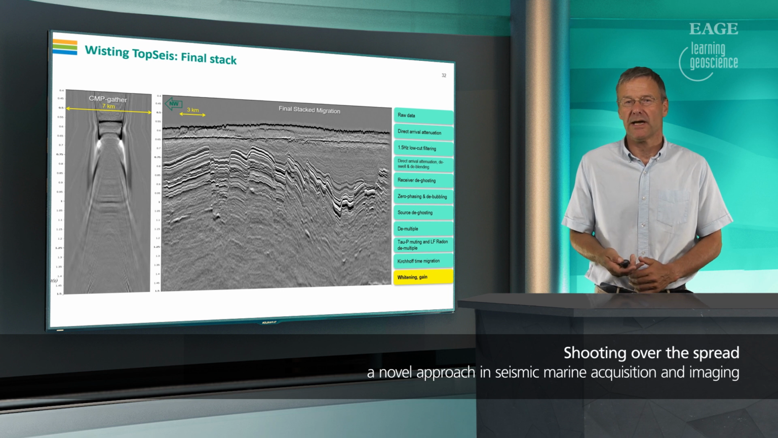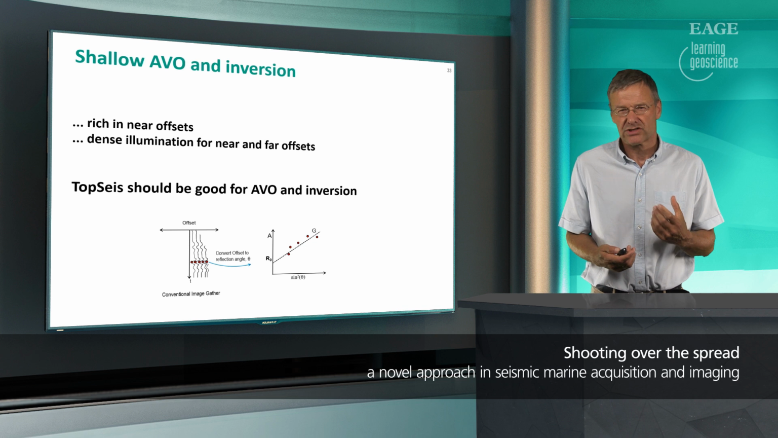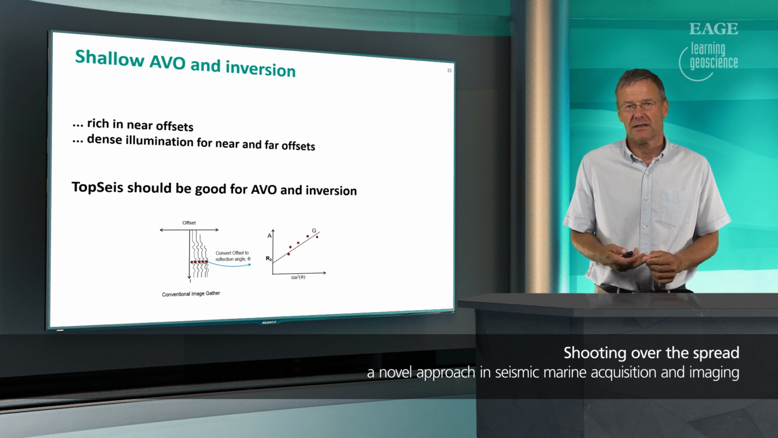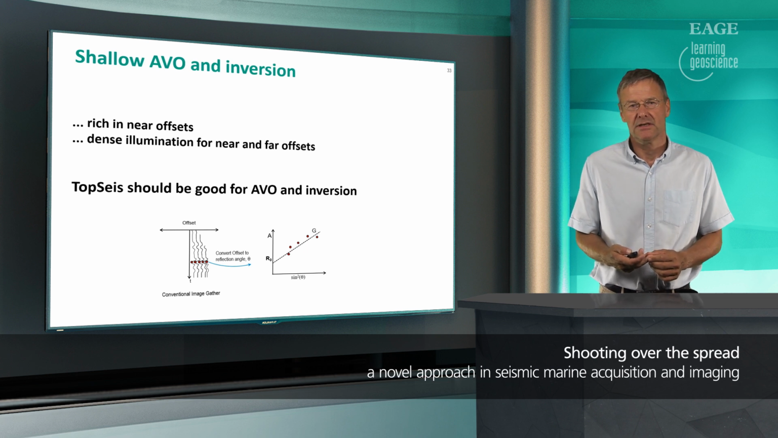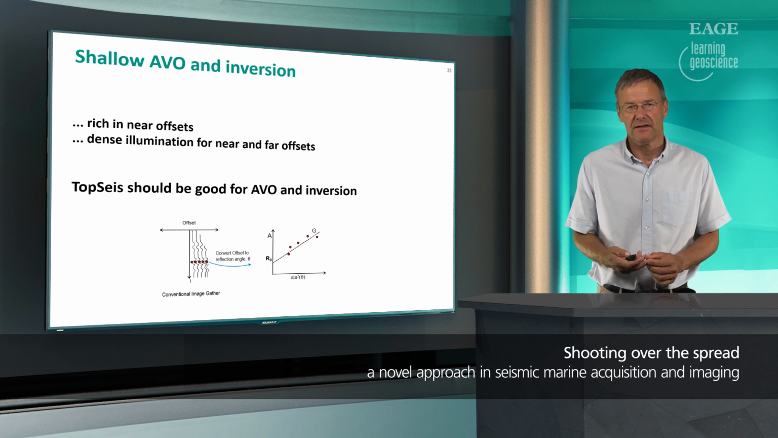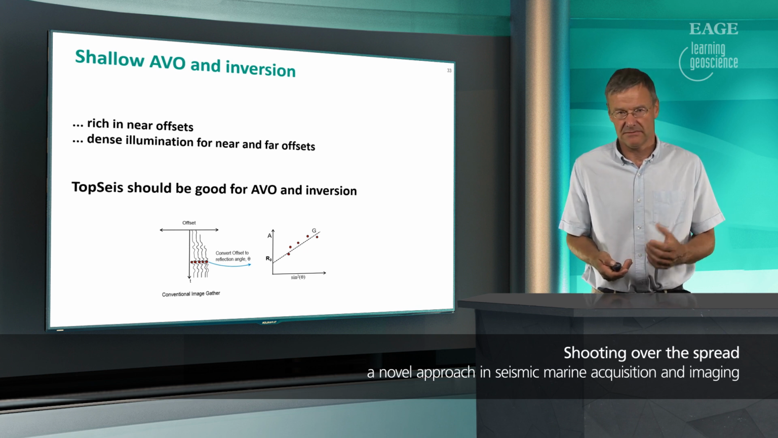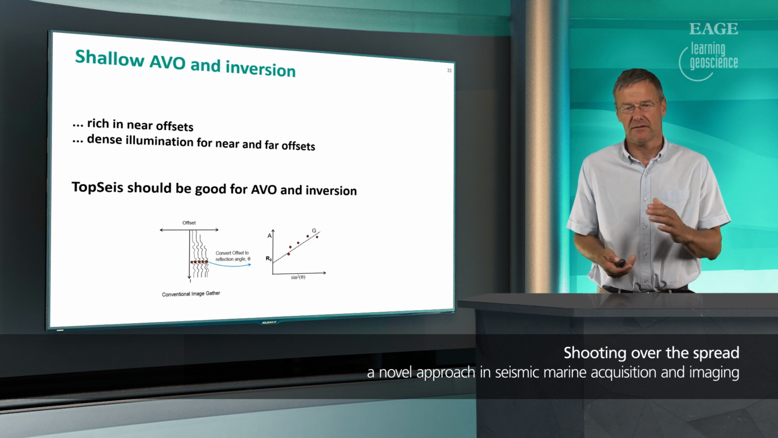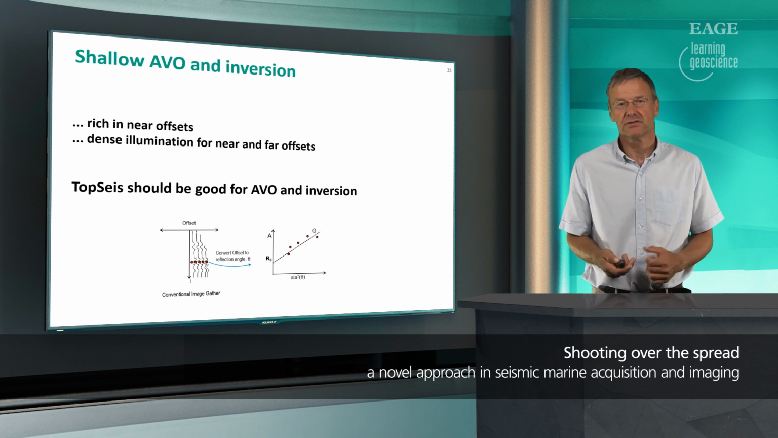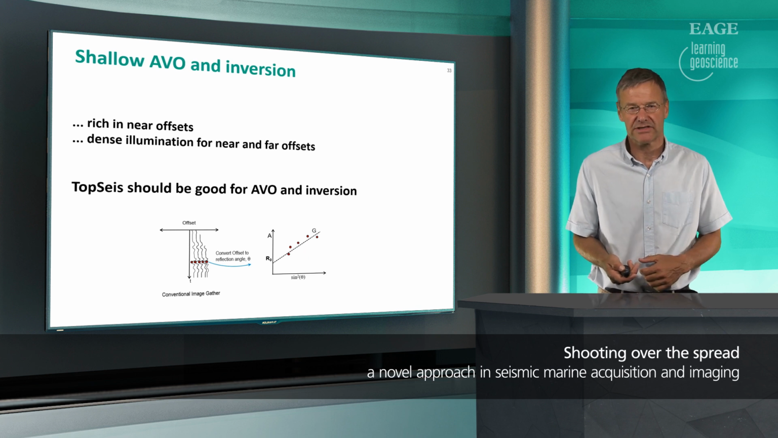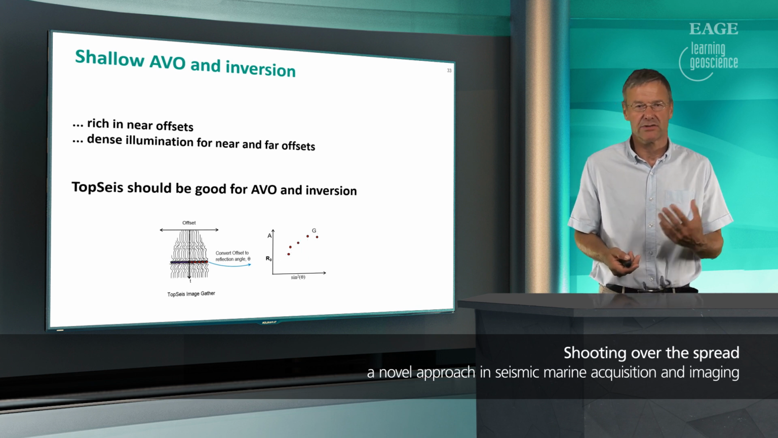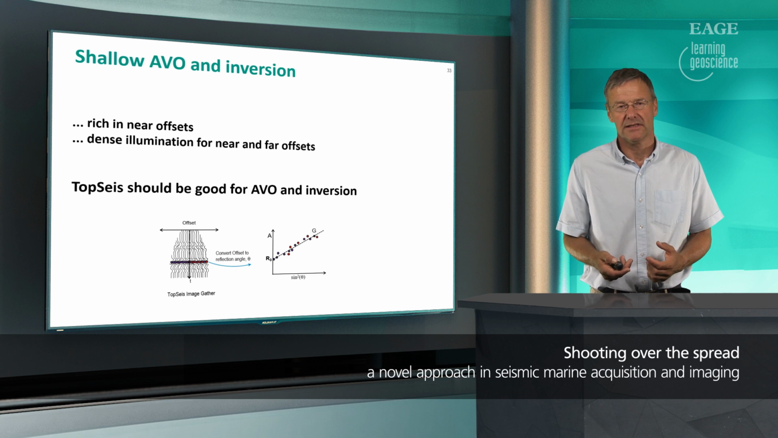So now we're going to look at the AVO on the Wisting area. Shallow AVO. TopSeis is rich in near offsets. It has a dense illumination, both for near and far offsets. So TopSeis should be good for AVO inversion. On the lower sketch there, we see what an image gather looks like and the AVO extraction would look like for conventional acquisition. And this is a TopSeis acquisition to illustrate that point.